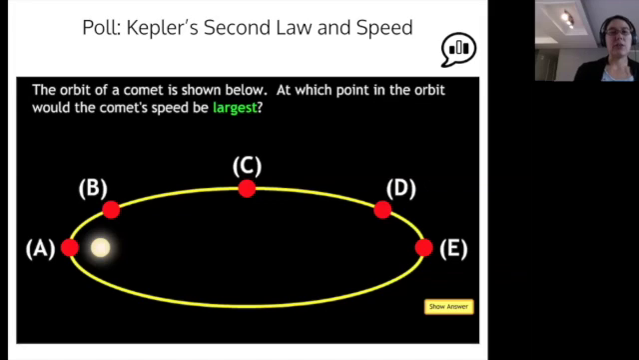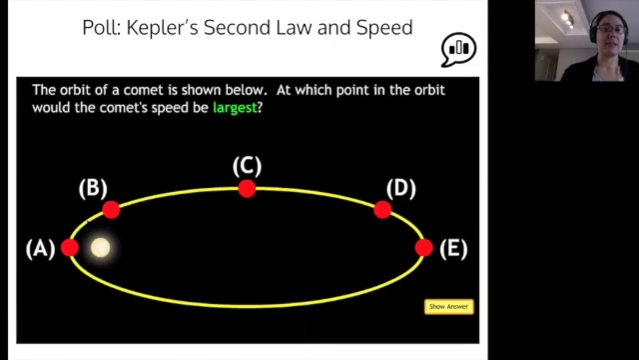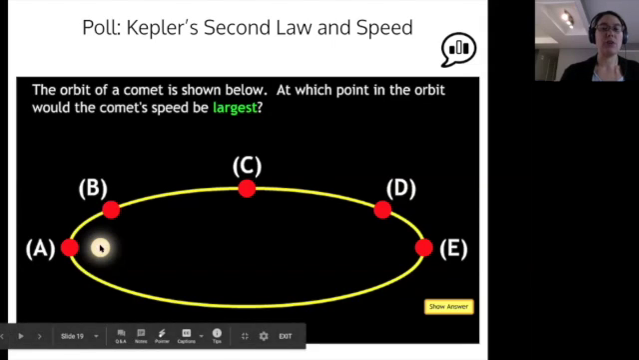And now I want to ask you, at which point in the orbit shown here would the comet's speed be the largest? So the answer is A, that the comet's speed is highest when it's at its perihelion point, when it's at the nearest point to the star. And that's because it has to sweep out a relatively large area in a given amount of time here. It has to travel a long distance in a short time.